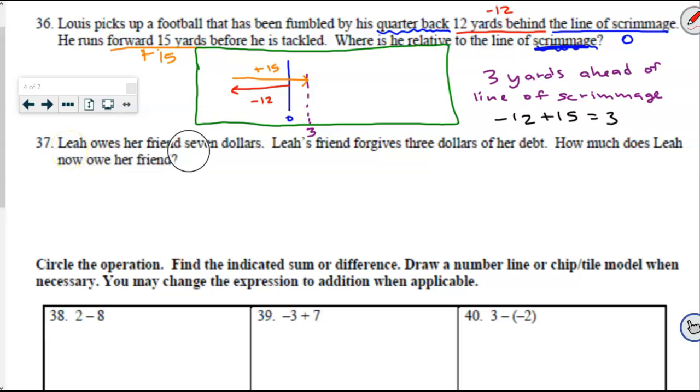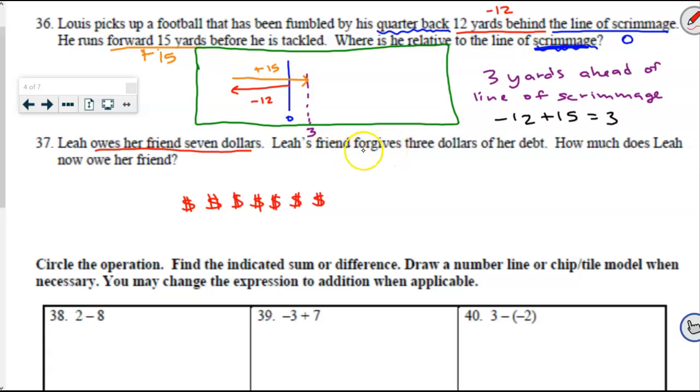How are we going to do this? Leah owes her friend $7. I'm going to draw a chip tile model, but watch what I'm going to draw. Money. Red dollar signs because we're in debt. 4, 5, 6, 7. $7 in debt. What does it mean if Leah's friend forgives $3 of debt? I want to interpret that. What does that mean? Riley?